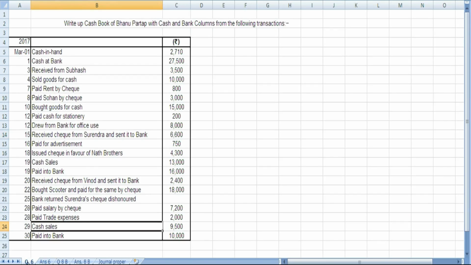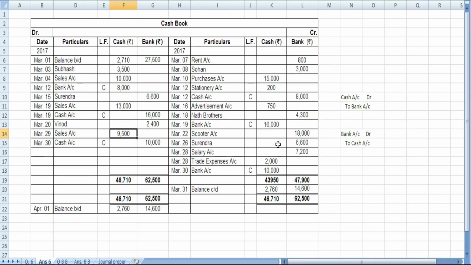Then the last one we have is paid into bank 10,000. So this is again a deposit. So paid into the bank account debit to cash. By bank in the cash column 10,000, to cash in the bank column 10,000, and see the contra entry we have to write for deposit and withdrawal. So this is a deposit, so this will be on both the sides.